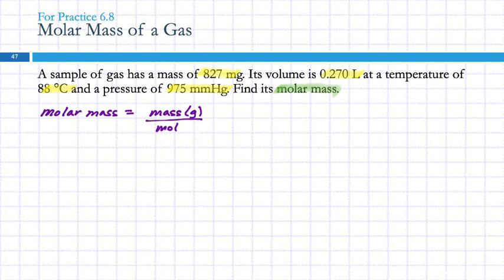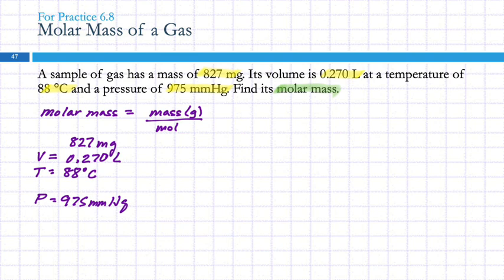And so I've got a bunch of numbers here. Let's write those down. 827 milligrams, 0.270 liters, 88 degrees Celsius, and 975 millimeters of mercury. So I've got a volume, a temperature, and a pressure. And this is the mass, right? So molar mass, I need the mass in grams divided by moles.